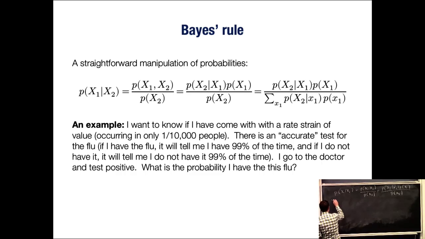So if we say x1 is the flu, and x2 is the test, what we're trying to estimate here is the probability of x1 given x2. What's the probability that I have the flu, specifically, given that I tested positive? So the probability of x1 equals 1 given that x2 equals 1.